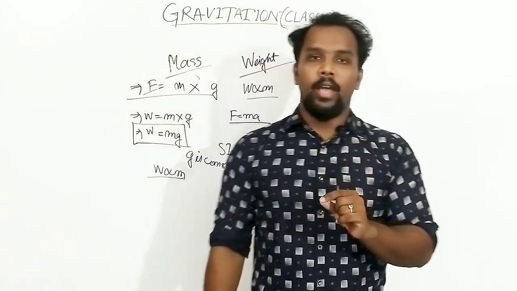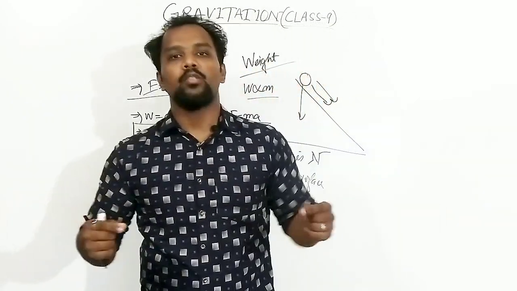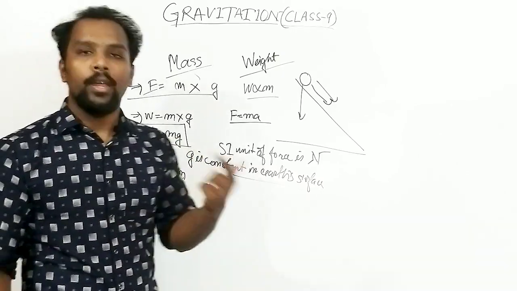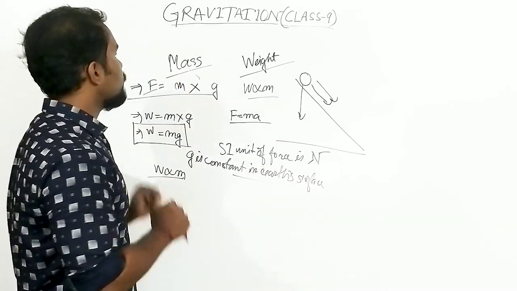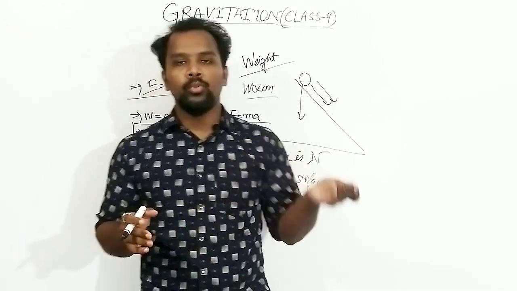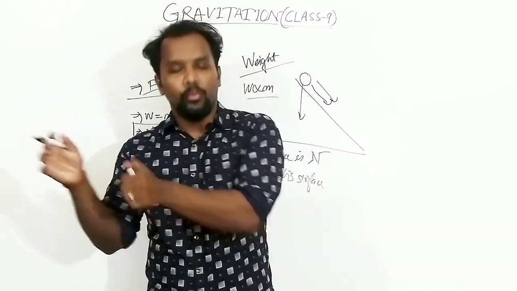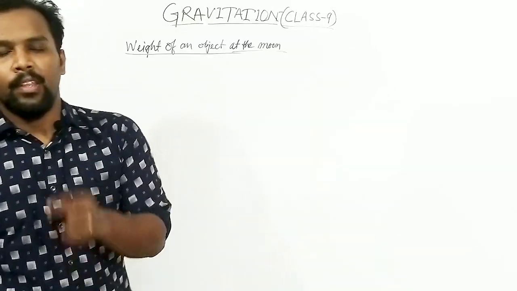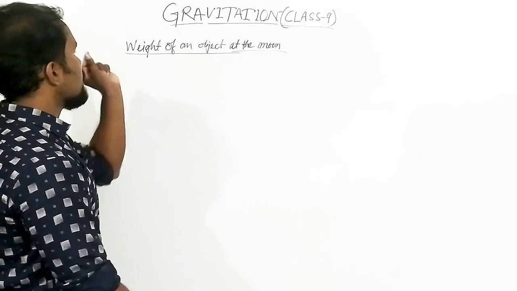Because at the equator and pole we have g also changing. So in that case, what is going to happen? W or weight is also going to change. So now we will check what will be the weight of an object on the moon, and how the weight is going to vary on the moon. What is going to actually happen? We will check it.